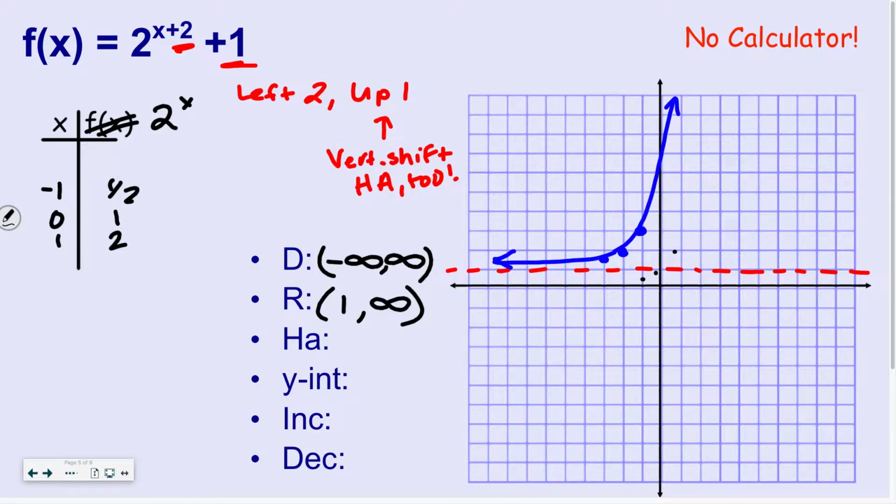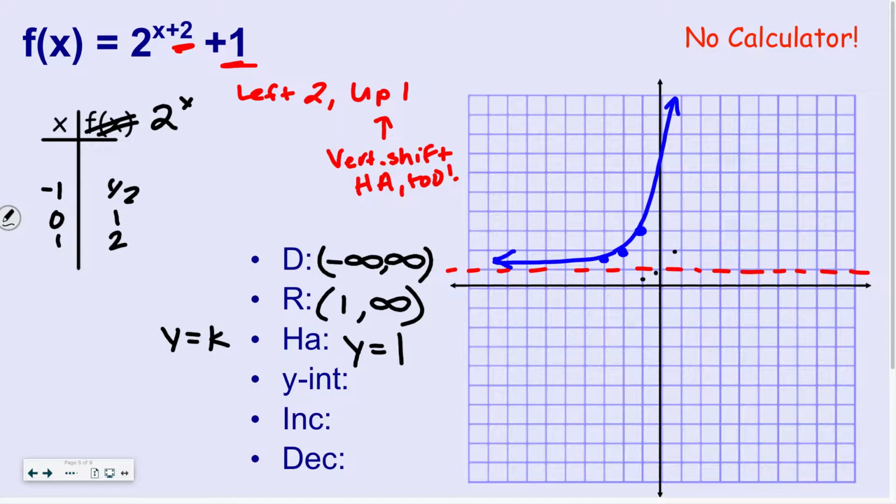Horizontal asymptote is now y equals 1. So some people might write a note to themselves in their notes: your horizontal asymptote will always be your y equals k, whatever your vertical shift is. And that means that k is the thing in the range as well.